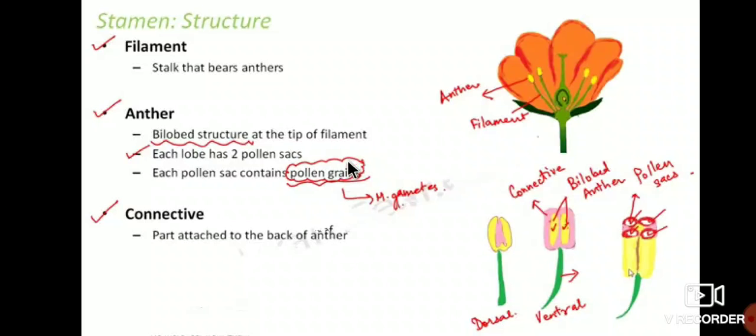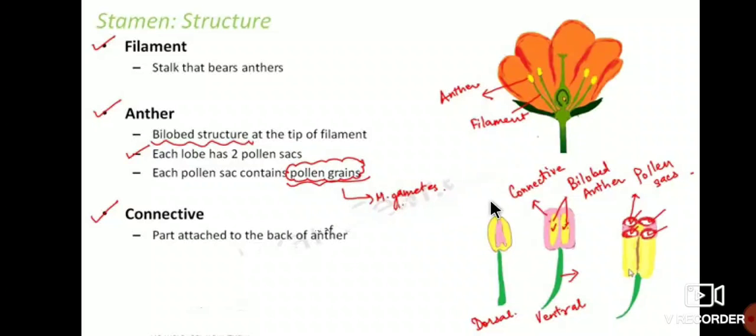gametes. So when insects or birds come, or mostly insects, and sit on the flower to observe the nectar, they sit on this stamen, and in that there are pollen grains. These are the male gametes.